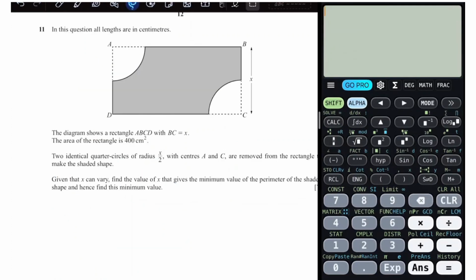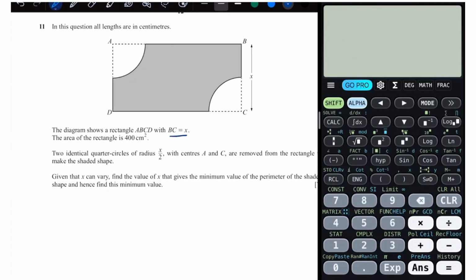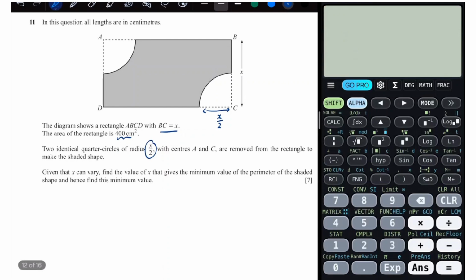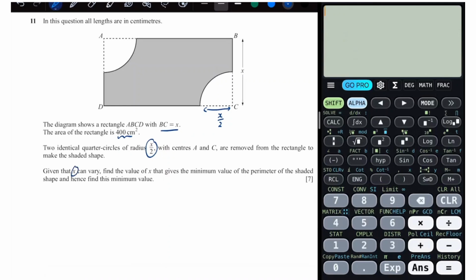Okay. In this question, all lengths are in centimeter. The diagram shows a rectangle ABCD with BC equal to x. The area given for the whole rectangle is 400 cm squared. 2 identical quarter circles, with radius x over 2. So this radius is x over 2. The area of the entire thing is 400. So given that x can vary, find the value of x that gives the minimum value of the perimeter. So dP over dx must be equal to 0, because it says of the perimeter, right?